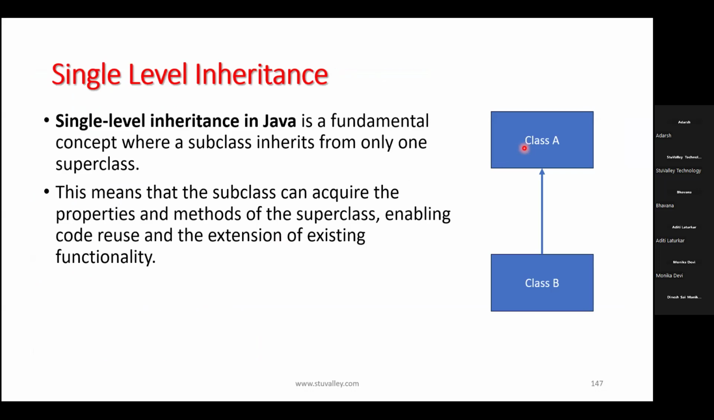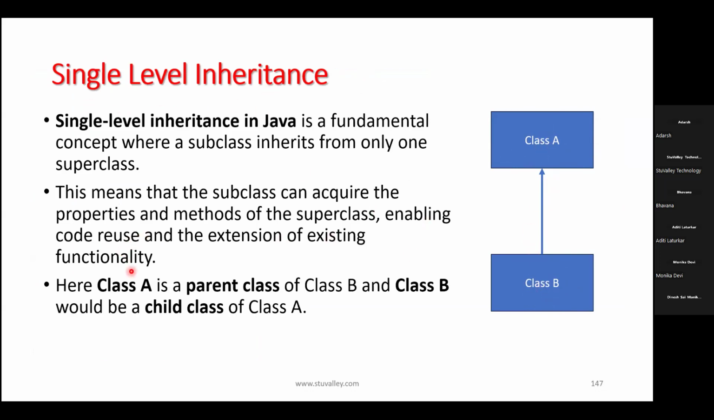The example is class A, which is a parent class, and class B is a child class. We are extending the class A properties into class B. This is single level inheritance. There is always one parent and one child relationship in single level inheritance. Here, class A is a parent class and class B would be the child class of class A. So we are going to see one example of single level inheritance.